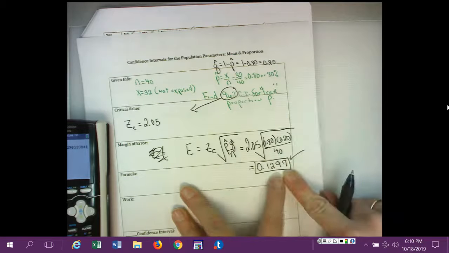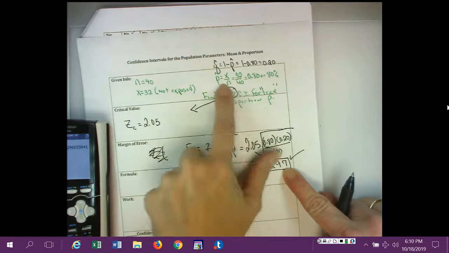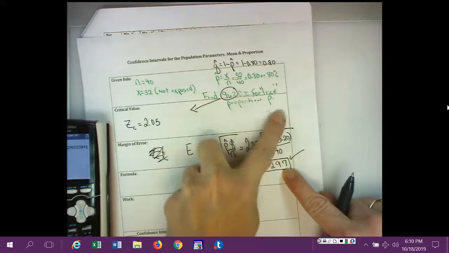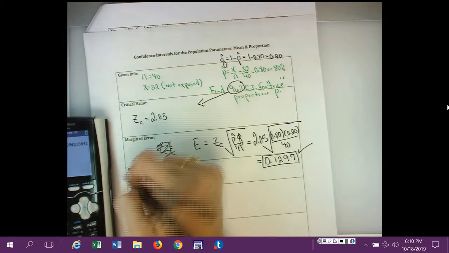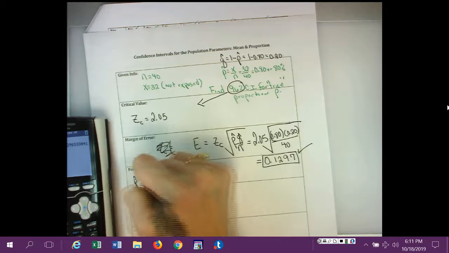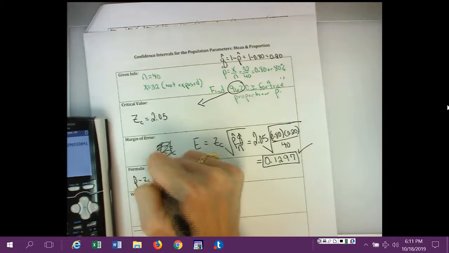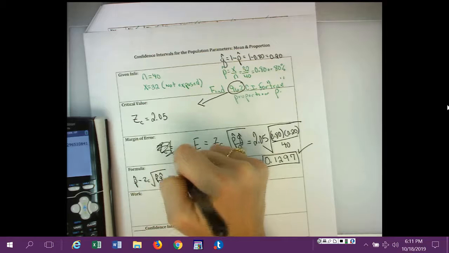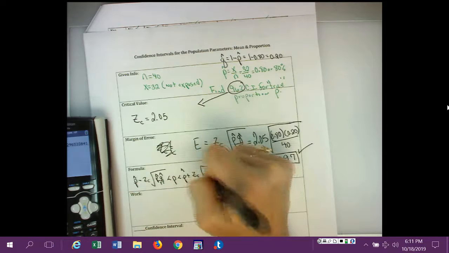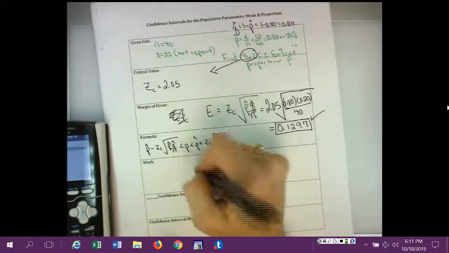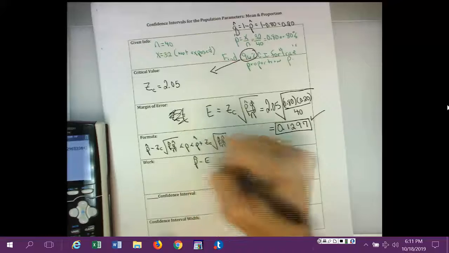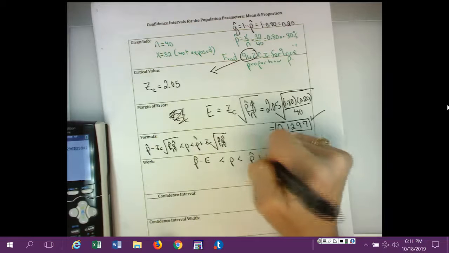Remember, that's the maximum difference allowed between the point estimate P hat of 80% and the true population proportion P, which we don't know. That's where we're finding its confidence interval. Formula: P hat minus Z sub C times the square root of P hat Q hat divided by N, less than P, less than P hat plus Z sub C times the square root of P hat Q hat divided by N. But the formula that I use in terms of working the problem is P hat minus E and then P hat plus E.